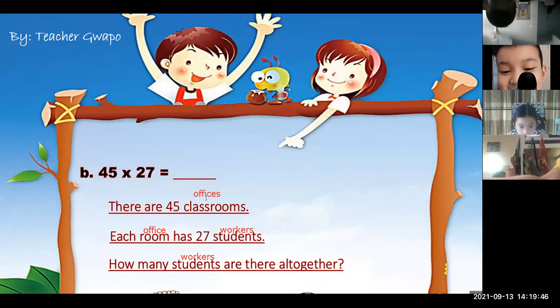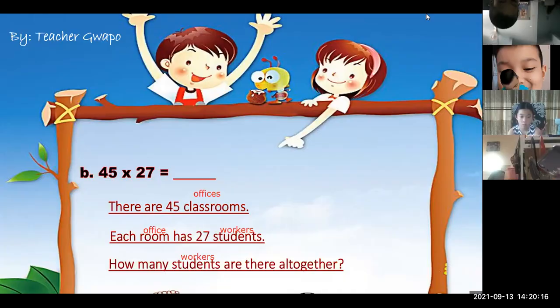So instead of classroom, you can change into office or houses or buildings. You say there are 45 buildings. Each building has 27 people. How many people are there all together? Okay, so that's it. Now let's proceed in letter C. Okay, letter C.